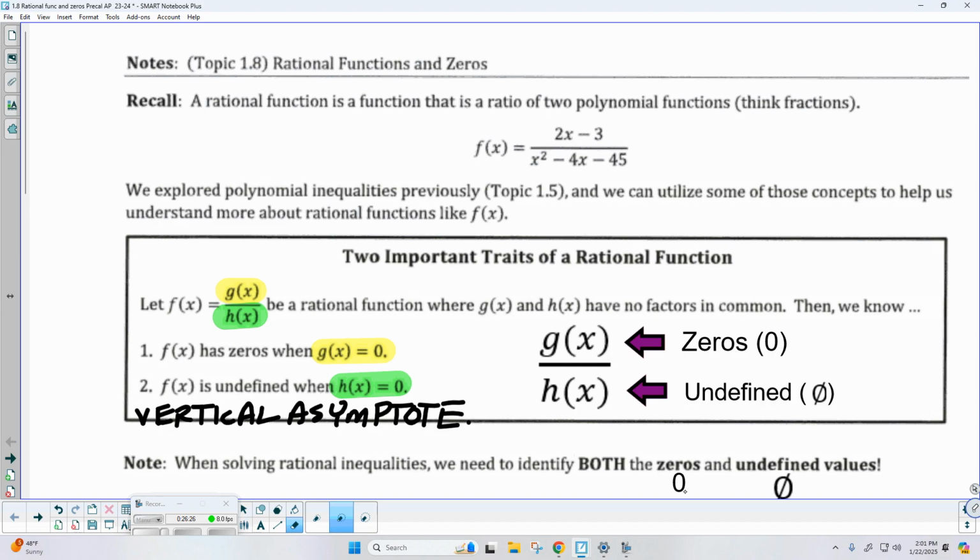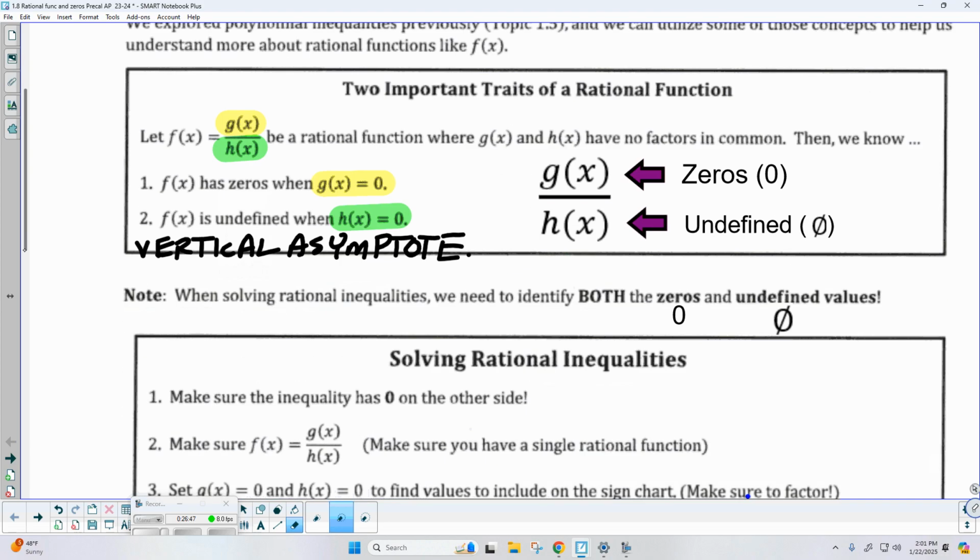Okay, so it says recall a rational function is a function that's a ratio of two polynomial functions. We know that from the previous lesson. There's an example. Now, we explored polynomial inequalities in 1.5. In fact, you had one on your quiz yesterday. Now, we can utilize some of those concepts to help us understand more about rational functions.